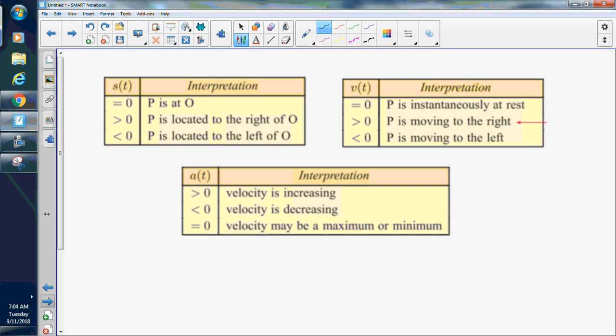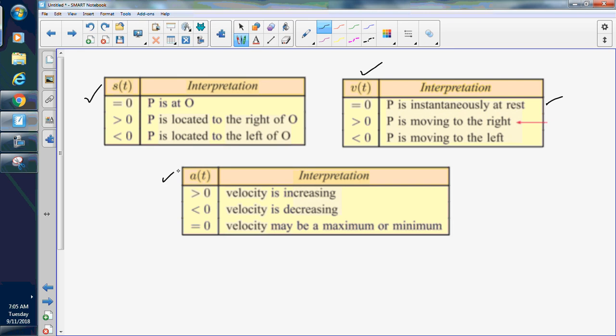These three tables are found in your textbook, but they give you interpretations of the signs of our different functions. We've already looked at the first one, when displacement is equal to 0, greater than 0, or less than 0, and how we interpret those time periods. When velocity is equal to 0, the particle is at rest. When it's greater than 0, the particle is moving to the right, or up if we're talking about movement along a vertical line. And p is moving to the left when it's less than 0.